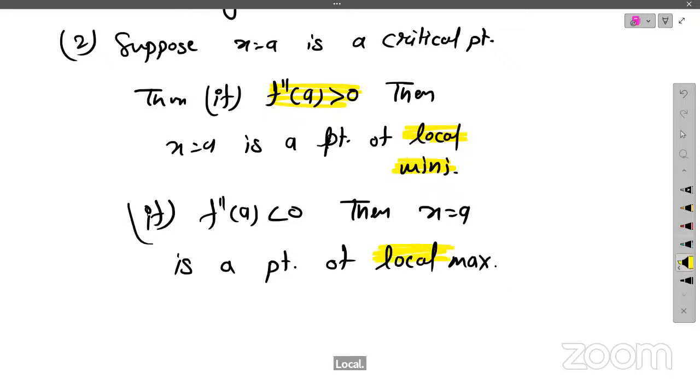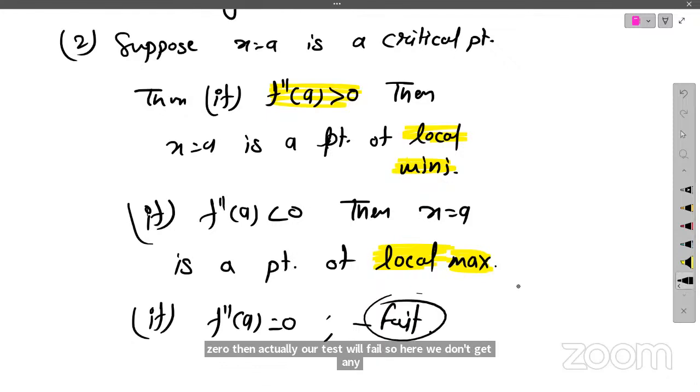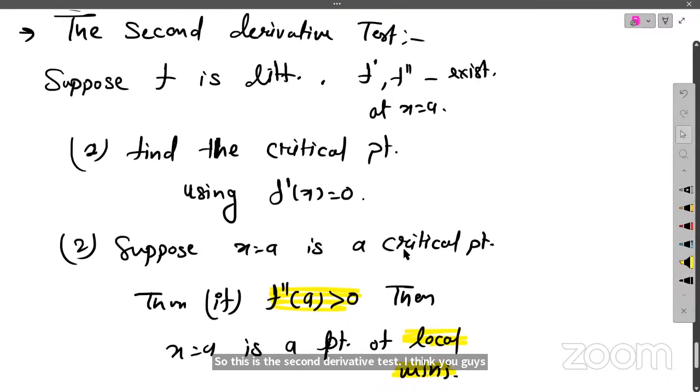Okay, so if the second derivative at a is strictly less than 0, then it is a point of local maxima. And the third statement says that if f double dash at a is equal to 0, then actually our test will fail. So here we don't get any conclusion. This is the second derivative test. I think you are already familiar. Is there any doubt in this particular test? How we proceed: first, we find all critical points and then look at the sign.